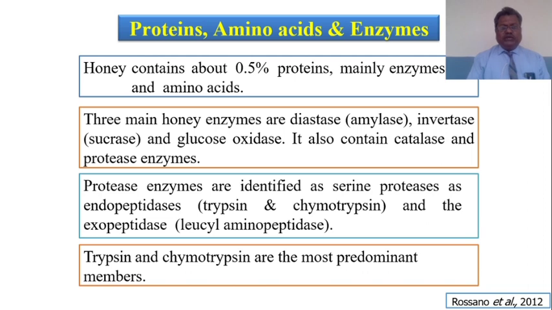When we see the protein component, the honey contains about 0.5% proteins, mainly enzymes and amino acids. Three main honey enzymes are diastase, especially amylase, then invertase, which is also called sucrase, and glucose oxidase. It also contains catalase and protease enzymes. Protease enzymes are mainly identified as serine proteases and endopeptidases. Endopeptidases, especially trypsin and chymotrypsin, cut the protein at the middle region, while the exopeptidases, mainly leucyl aminopeptidases, cut the protein at the end of the polypeptide chain. Trypsin and chymotrypsin are the most predominant protein enzymes present in the honey.